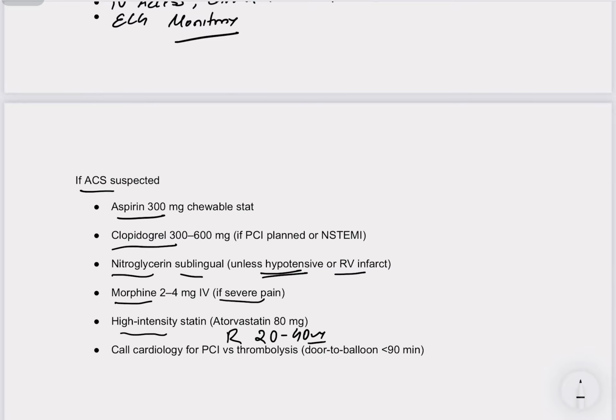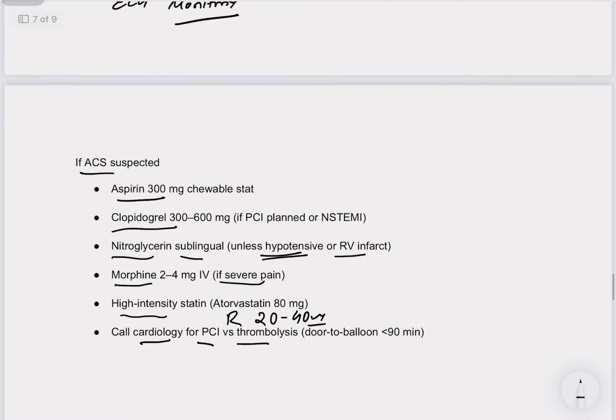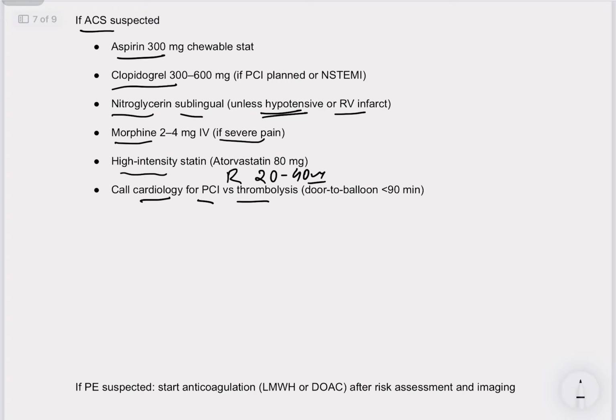Okay, and we have to call cardiology for PCI or thrombolysis. Remember, door to balloon time should be less than 90 minutes. You have to remember two things. If you are in a center where there is possibility of PCI, or if the PCI can be done within 90 to 120 minutes, then you have to rush for PCI.